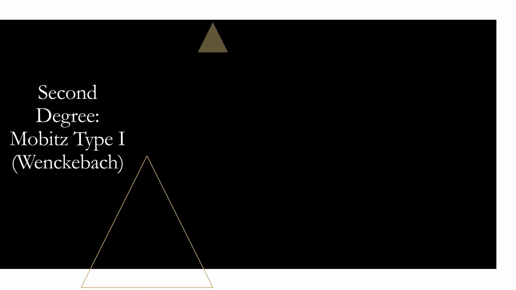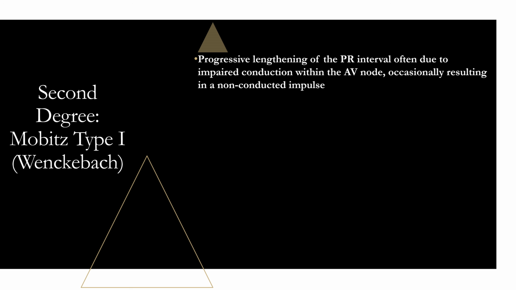Moving on to our second degree heart blocks. Remember, this is broken down into two subtypes, Mobitz type 1 and Mobitz type 2. Let's start with Mobitz type 1, aka Wenckebach, named after the Dutch physician Carl Friedrich Wenckebach. So this is a progressive lengthening of the PR interval, often due to impaired conduction within the AV node, resulting in occasional non-conducted impulses.